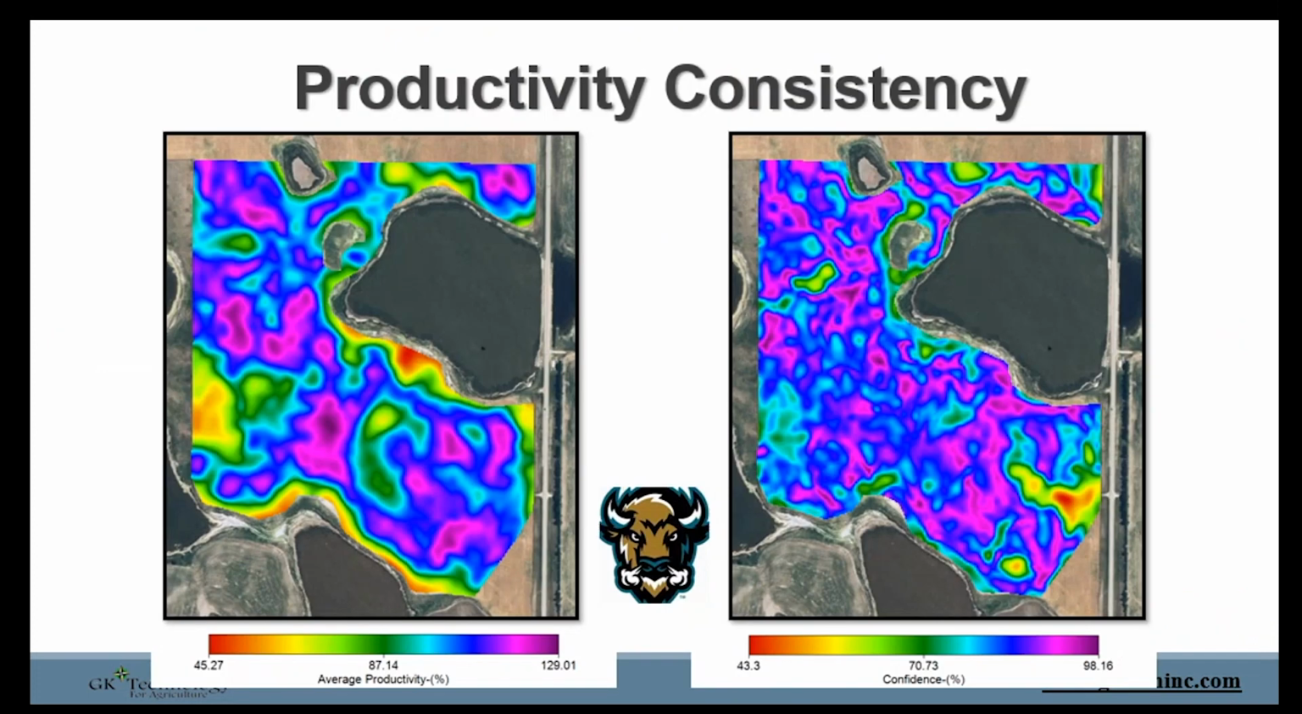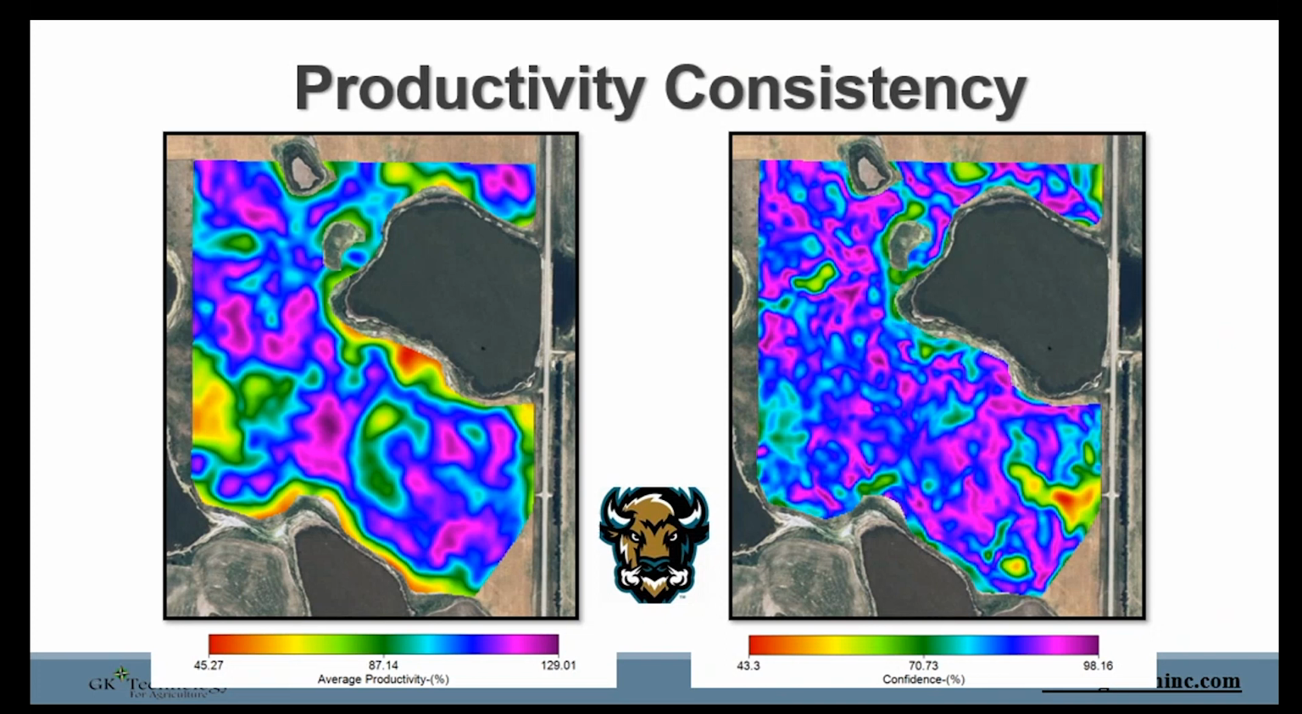Productivity consistency. This is something I don't think we think a lot about. How consistent are the yields in your field? So we've partitioned out the variability in the field with zones, but how consistent is the yield within that zone? And that's an important thing to think about.